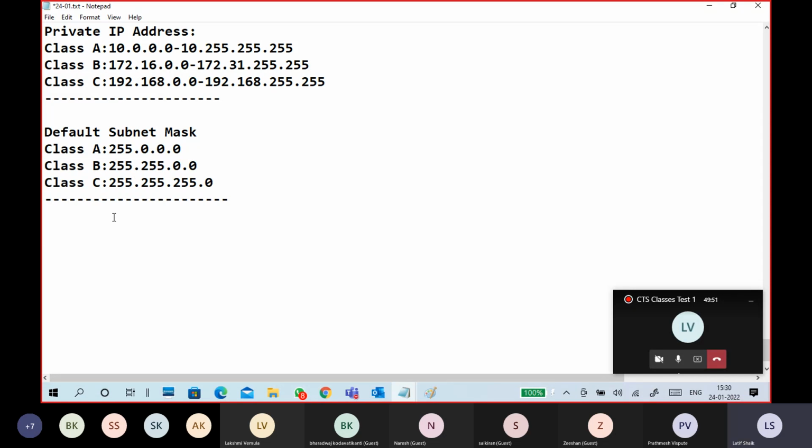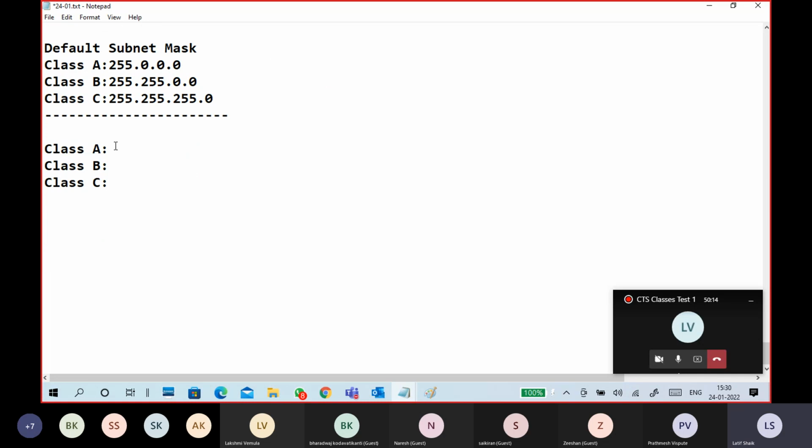Now this is networking, IP address part 2. Here again are the classes: class A, class B, class C. Only 3 classes. Why? Because these 3 are unicast IP addresses, as per the ranges 0 to 127, 128 to 191, and 192 to 223.